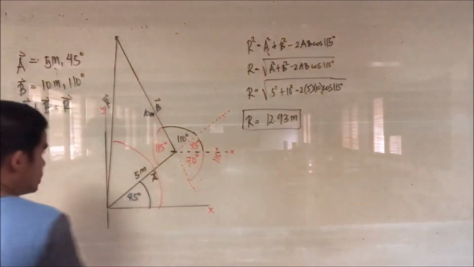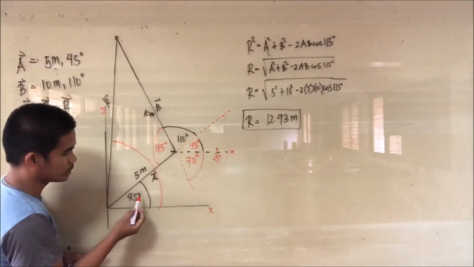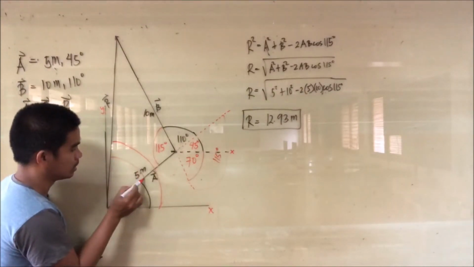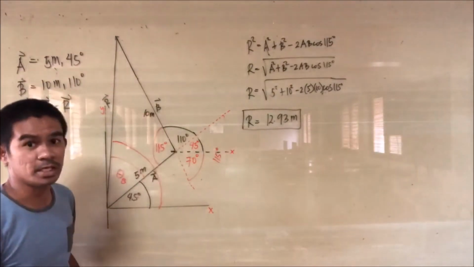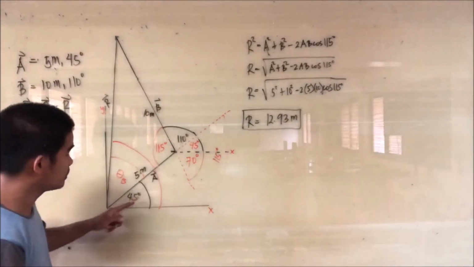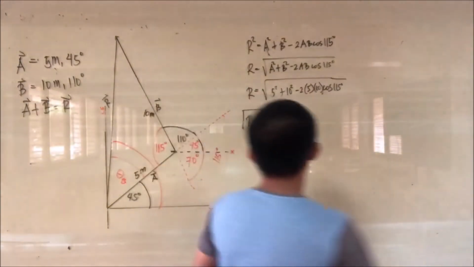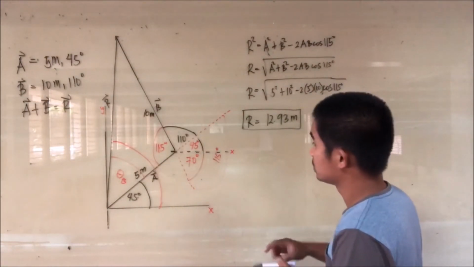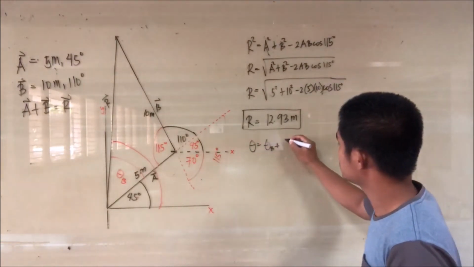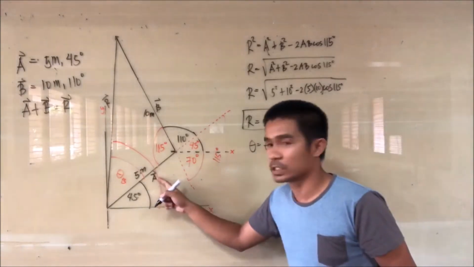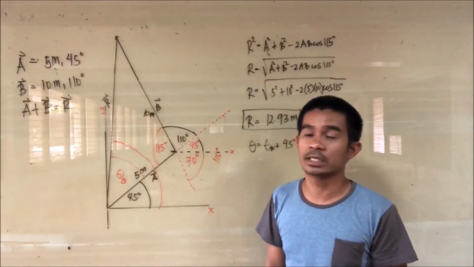Now, how can we solve for this angle? How can we solve the direction of vector R? If we're going to add 45 degrees plus this angle, I'll mark that as theta of B since that's opposite of vector B. Now if we add 45 degrees and theta of B, that's the direction of vector R. So we have theta as the direction of R is theta of B plus 45 degrees, where 45 degrees is the direction of vector A from positive x-axis in counterclockwise direction.